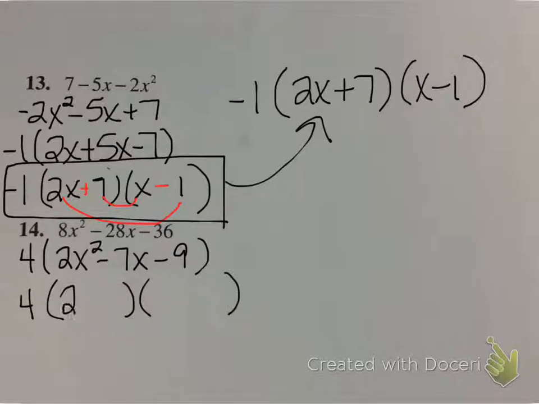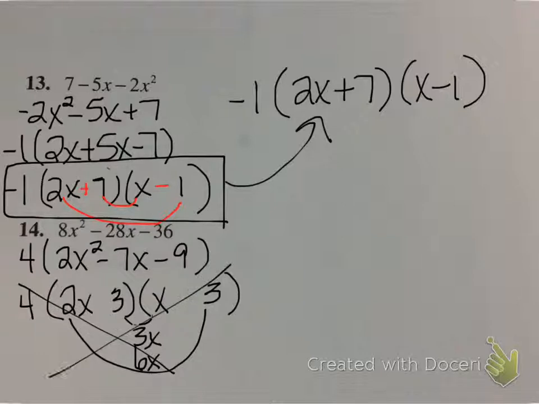So again, there's only one way to get 2x squared, so 2x and x. The 9, I'm going to try 3 and 3. Now if this doesn't work, then I'm going to have to try the 1 and the 9. So this is going to get me 6x, this is going to get me 3x. There's no way I can get a 7 out of that, so that's not going to work. So let's try the 1 and the 9.